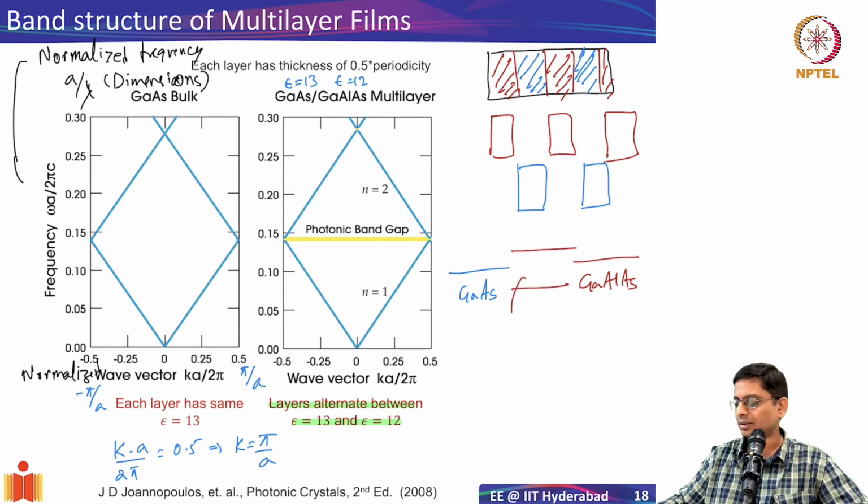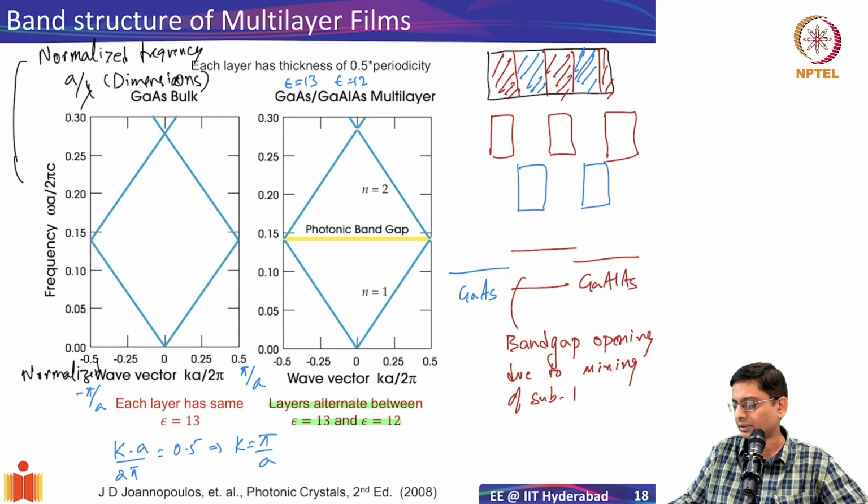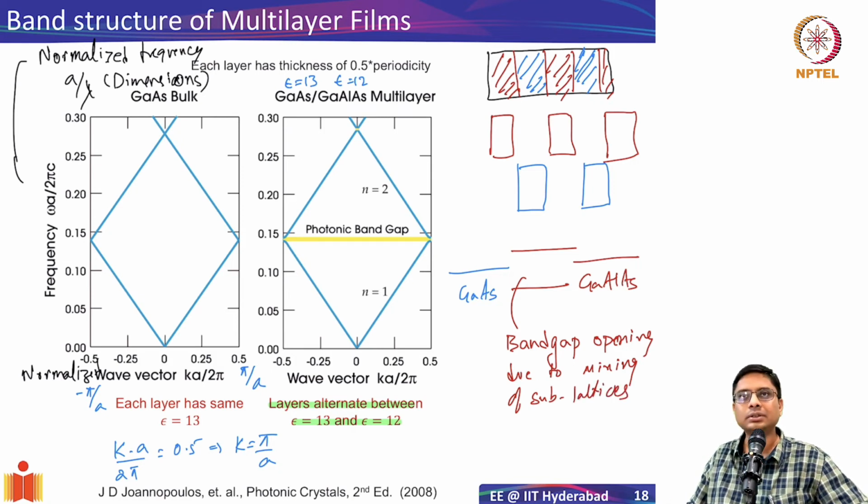Okay. So this is band gap opening due to mixing of sublattices. Okay. All right. Does it make sense? So that is the hybridization concept we talked about all the time, right?